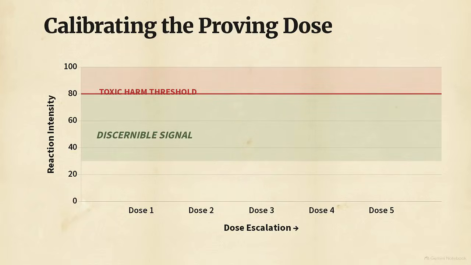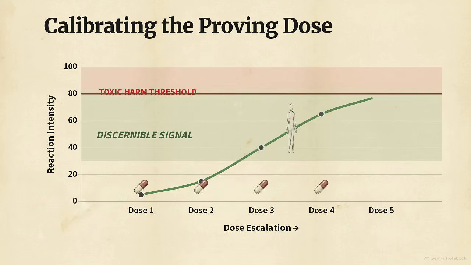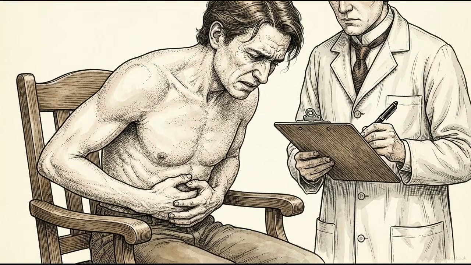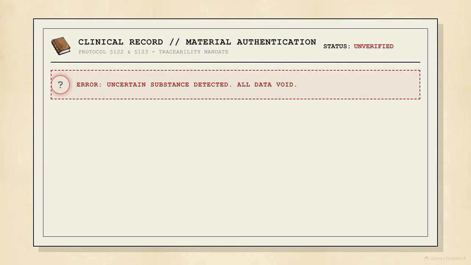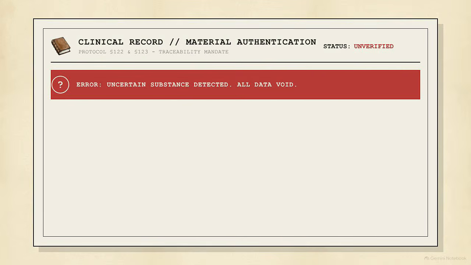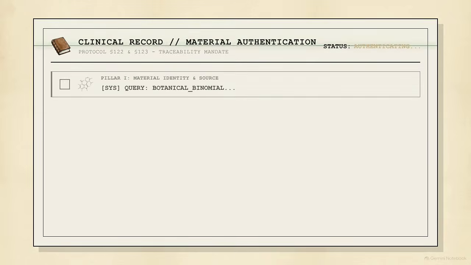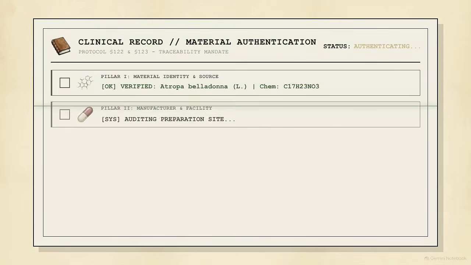The proving dose requires careful calibration. It must be strong enough to elicit discernible symptoms while remaining below the threshold of toxic harm. Excessive exposure produces violent, nonspecific toxic reactions. These mask the subtle modalities researchers need to document. Aphorisms 122 and 123 mandate traceability. An uncertain substance produces uncertain knowledge. Without authentication, data is void.